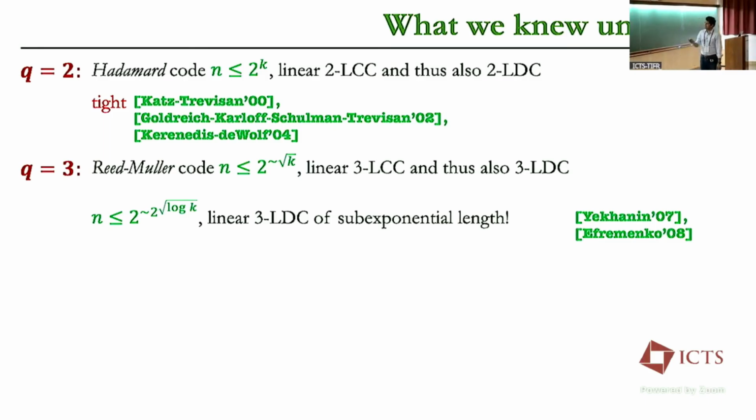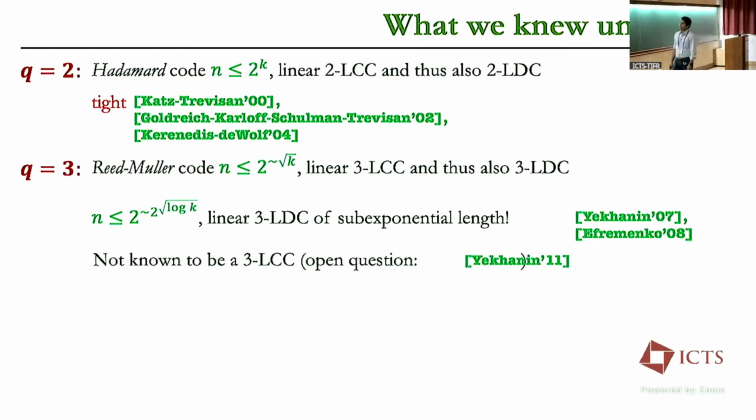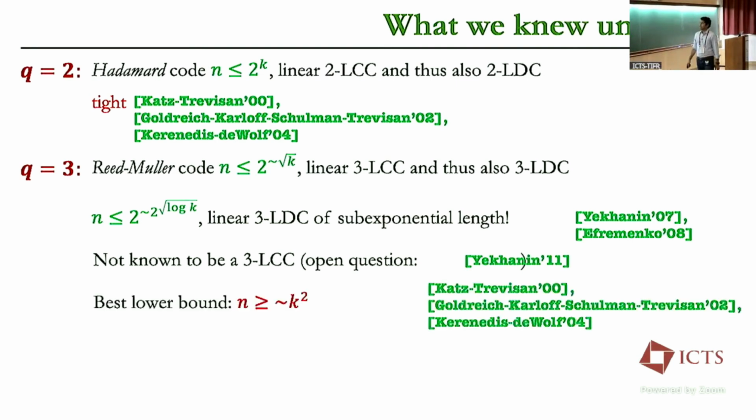Good, but this is a 3-query locally decodable code, and they didn't know whether this particular code itself could be 3-query locally correctable. They could decode or correct the first k bits, but they did not know what to do with the remaining n minus k. The question of whether this code is a 3-LCC was asked in the monograph that Yekhanin wrote later on, summarizing these developments. And in particular, no better code than Reed-Muller was known in terms of local correction.